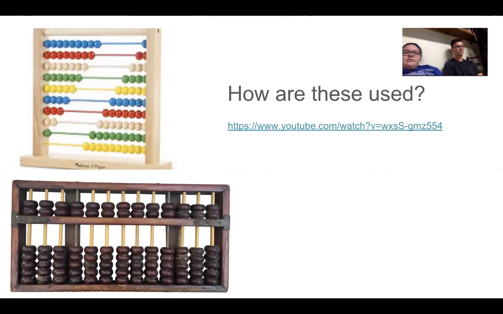As we go into the studies found on the abacus, we are going to watch and show a video of the explanation of how it is used.